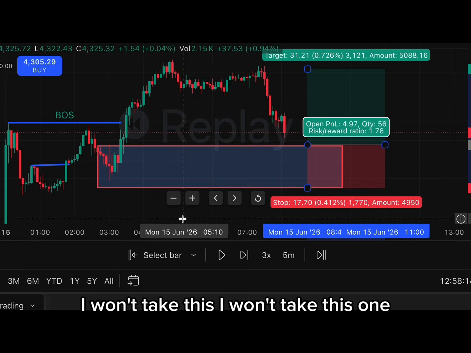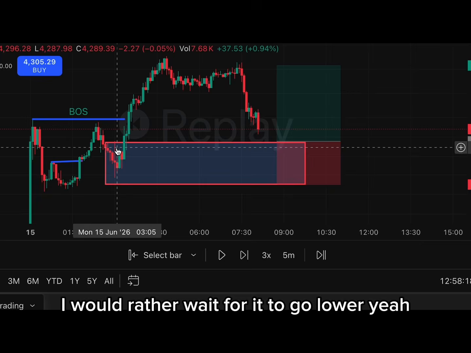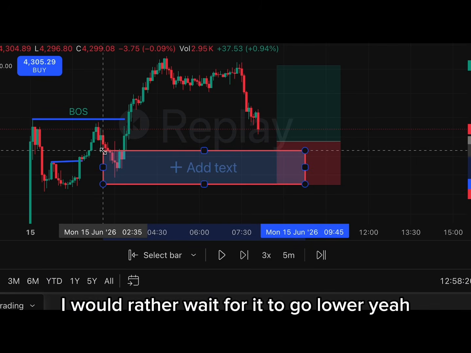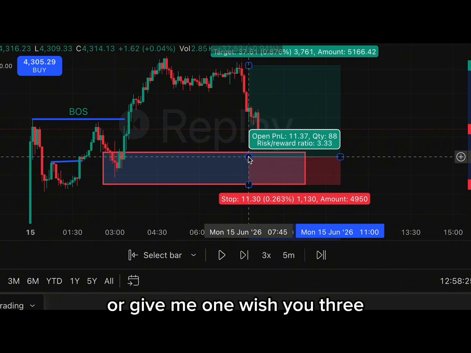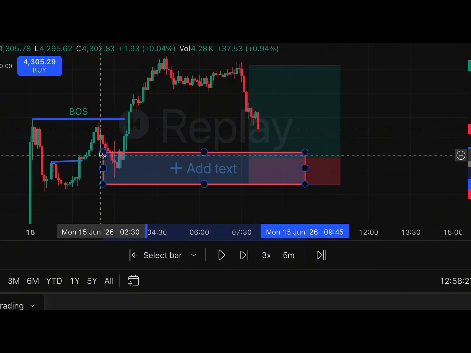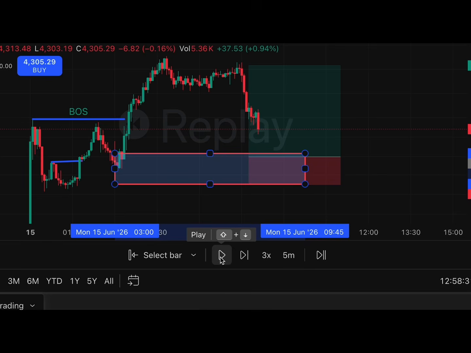No, I won't take this. I won't take this 1:1. I would rather wait for it to go lower, or give me 1:3. Let's see if it's going to come to it. It's going to return. Let's see if it's going to return.